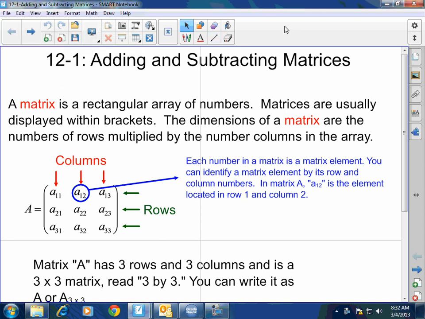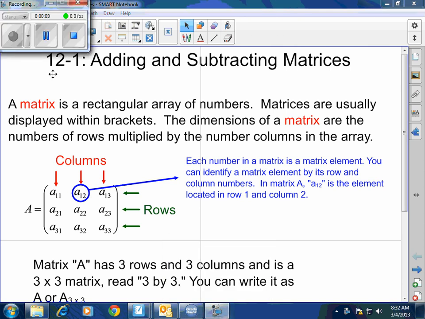Good morning. Today we will be talking about matrices. Give me 1 second though, real quick.